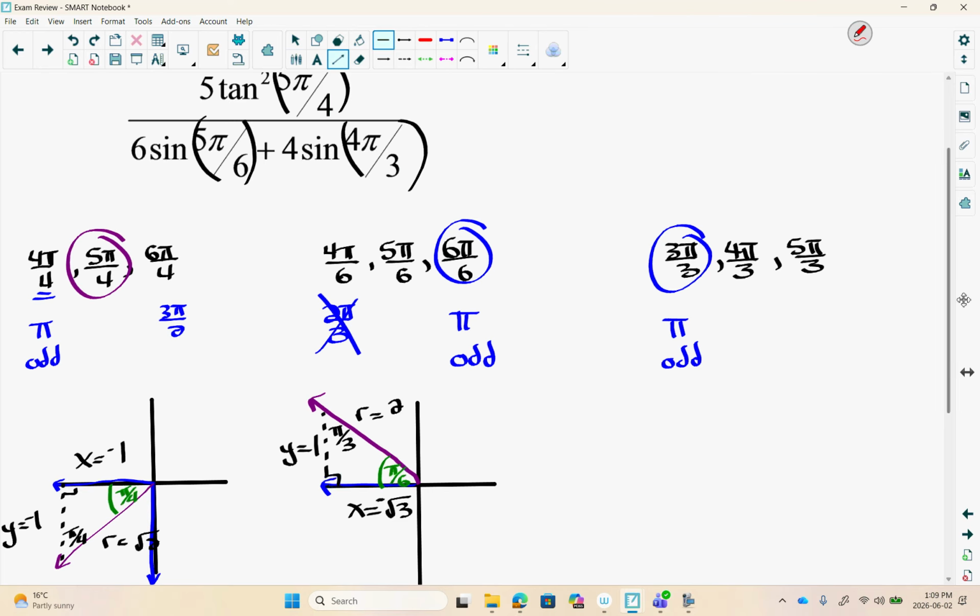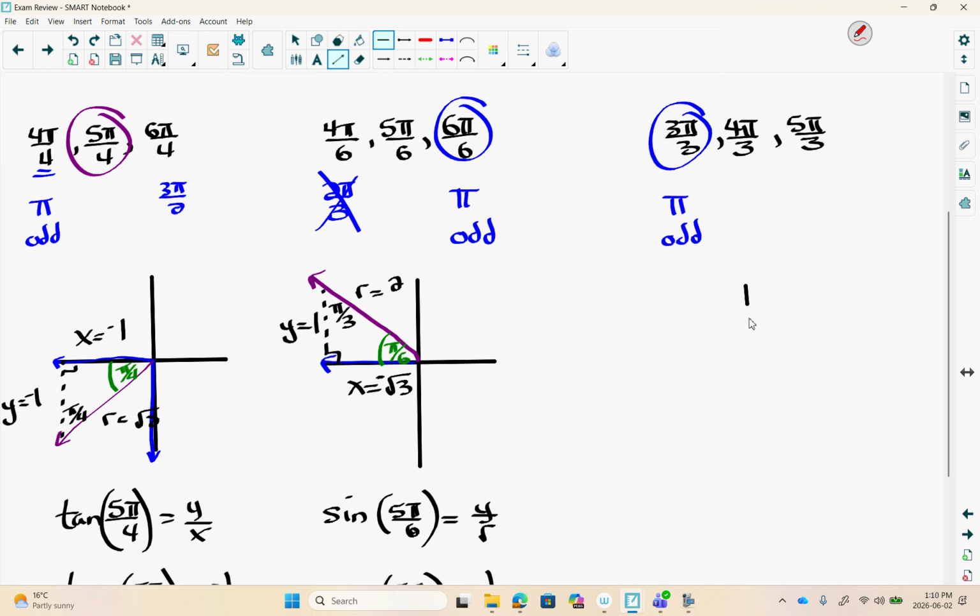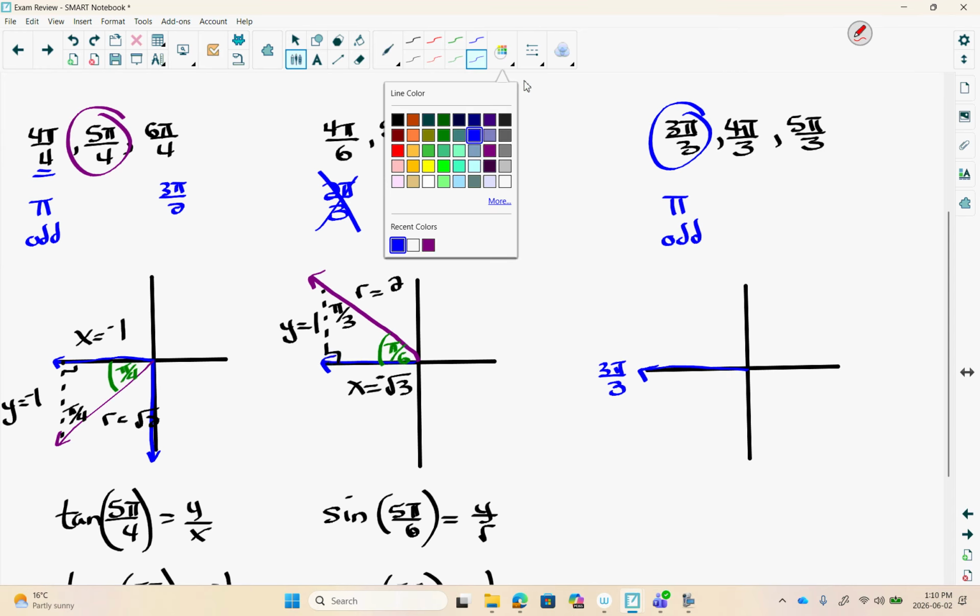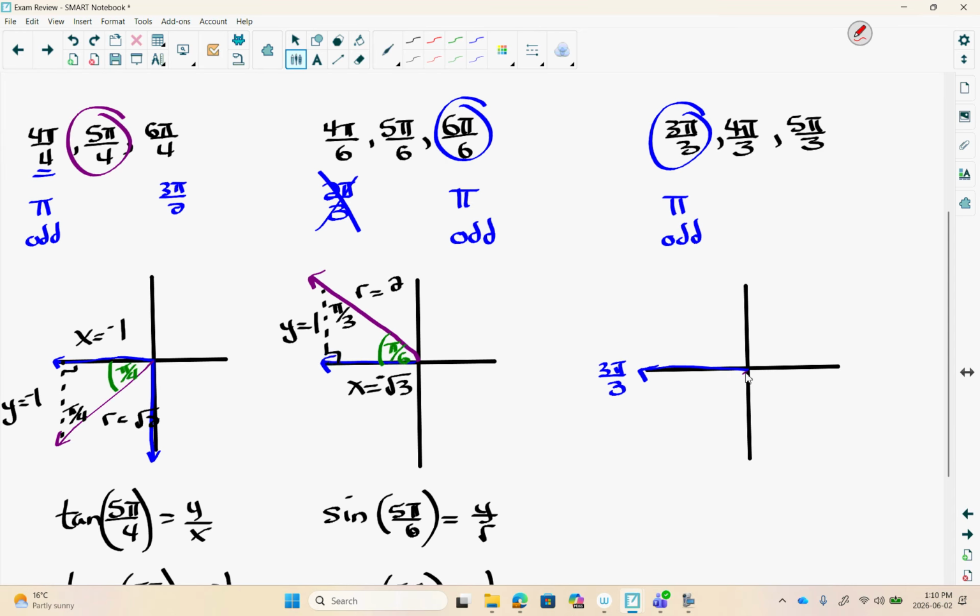I'll draw my x and y axis. I'm going to put the 3 pi over 3 pointing to the left. Odd multiples point to the left. Decide where the 4 pi over 3 should go. Is it more than 3 pi over 3 or less than 3 pi over 3? It's more. 4 is more than 3. So 4 pi over 3 would go here.